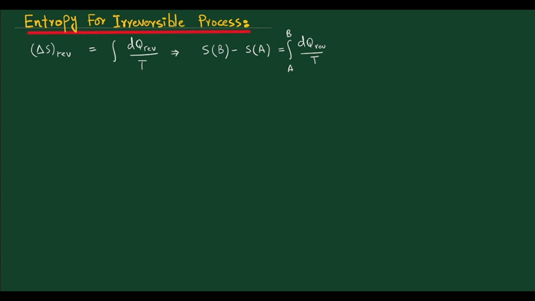And because this entropy only depends upon the initial and final state, whether the process is reversible or irreversible, we can write this change in entropy for irreversible process as the integral dq over capital T, and the process goes from A to B. And this is the change in entropy: entropy at B minus the entropy at A is equal to the integral from A to B of dq over capital T for irreversible process.